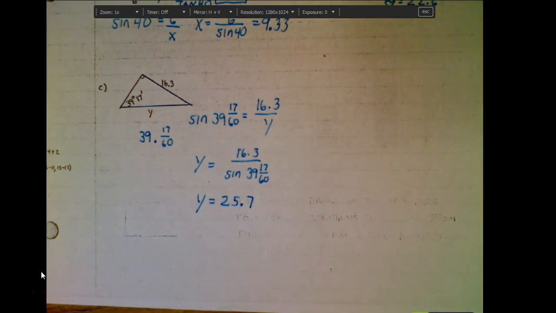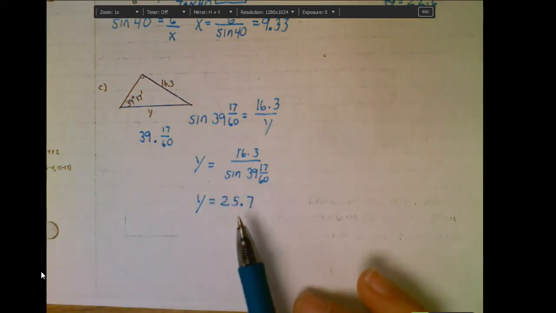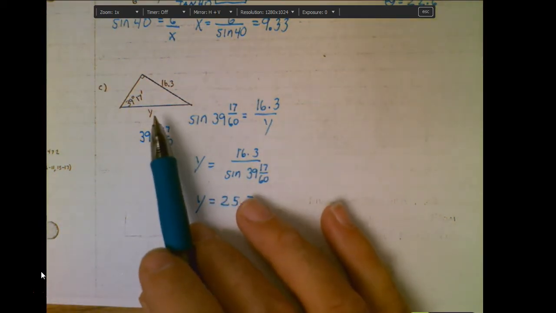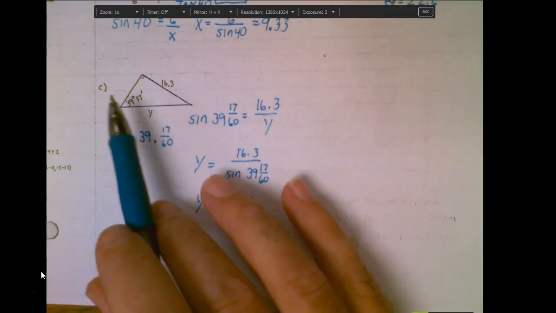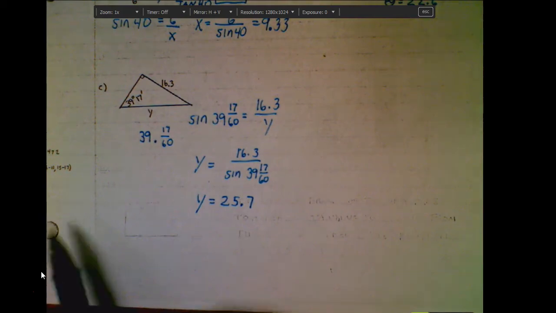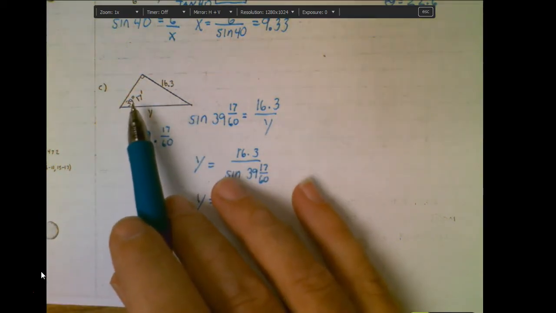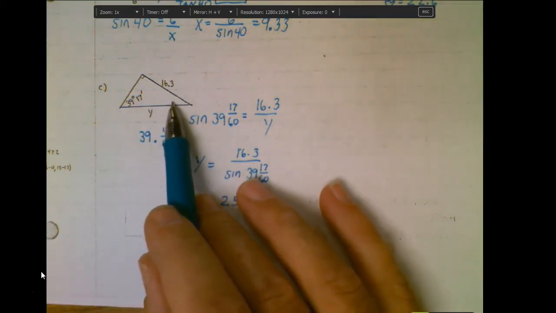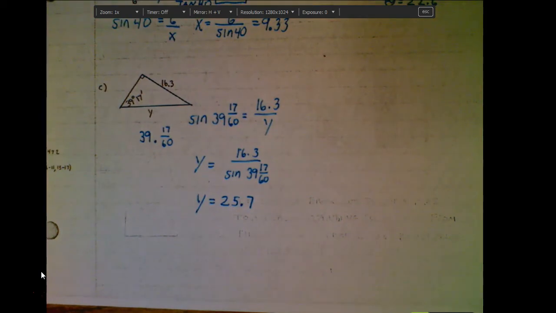Oftentimes you're going to run into directions that say solve the triangle. Whenever they say that, that just means find everything that's missing. So in this case, I now know that this is 25.7. I could use another trig function to find this guy if I wanted to. Also, if I subtract this from 90, I get my other angle. So, all right, those are always tools that we have for finding anything that's missing on these guys.